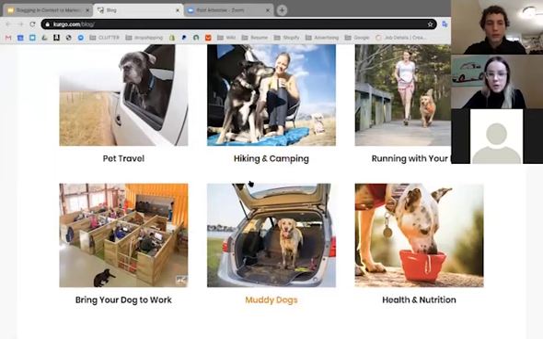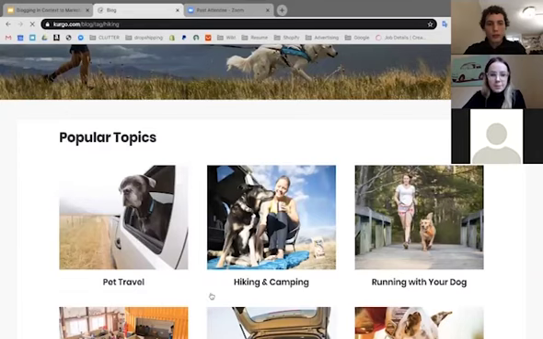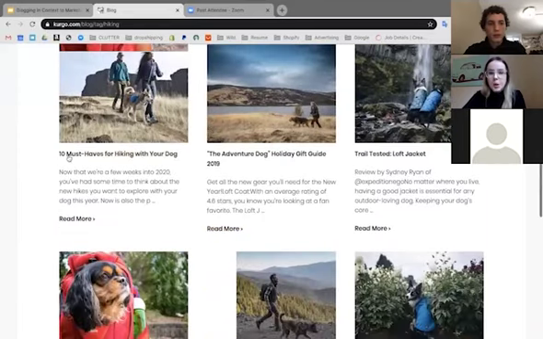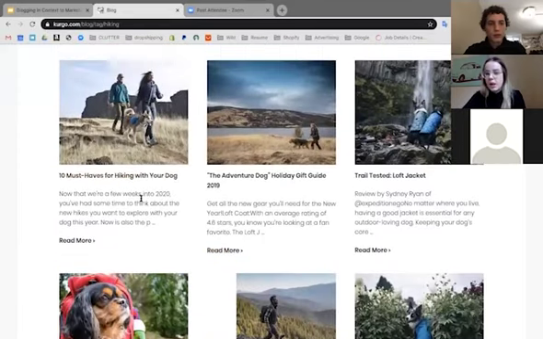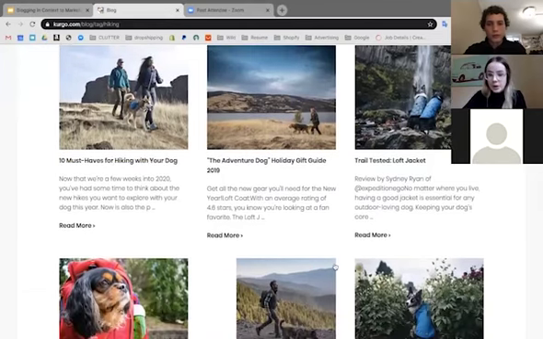As you can see here, Thomas mentioned different categories in blogging, and you can see that here. One category is hiking and camping. One is muddy dogs and running with your dog. If we go into hiking and camping, it brings you to the one that Thomas showed, 10 must-haves for hiking with your dog, and then it shows you a bunch of other ones.